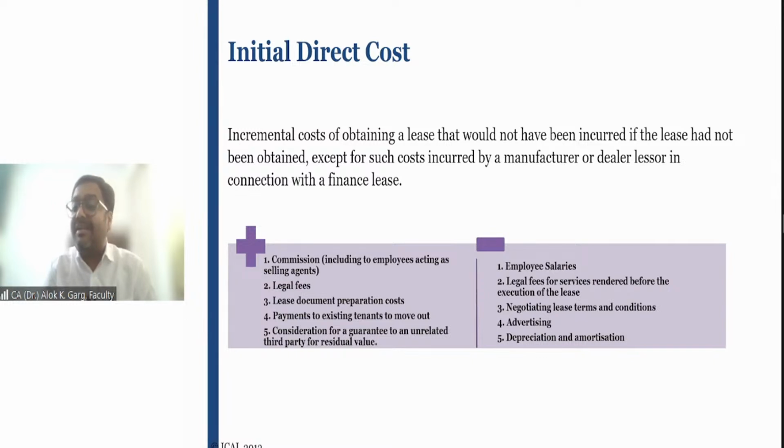Probably there were existing tenants living in that accommodation. You are paying to get those tenants to move out, because the lessor is saying, see, I am charging a very reduced market rental from you. Now this is your headache, and I have accepted that. Okay, don't worry, I will get these existing tenants moved out from this place. So these are the examples of initial direct cost.